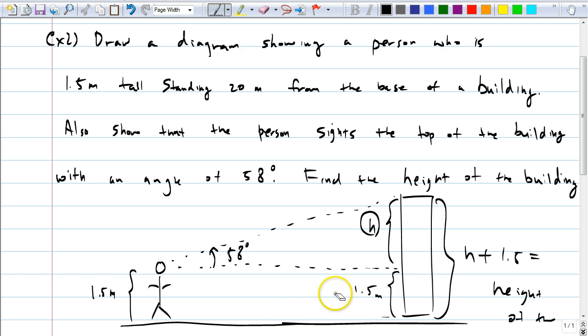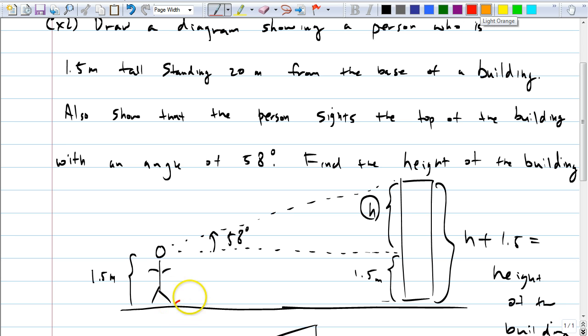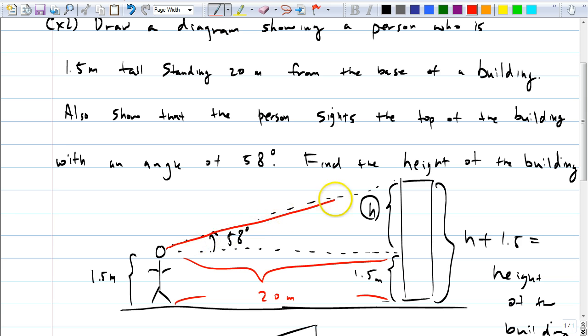Now, how far is this person from the building? 20. If he's 20 meters away from the building where his head is, how far is his head to the building, straight? It's 20 again. Just like the distance from the top of the head to the eye, we don't care about those. So it's both 20. So you have this line of sight, you have the horizontal line there, and you basically get a right triangle.